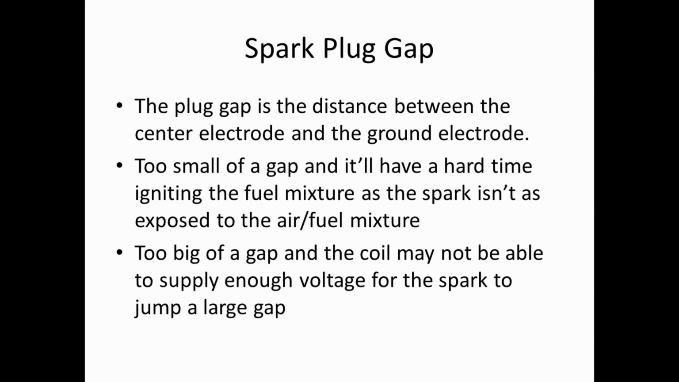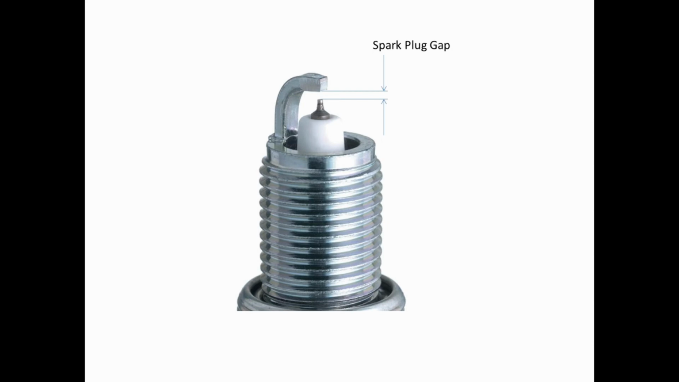Usually the gap becomes too large when the spark plug's really worn out, when the electrode tip is really worn down quite a bit. Too small of a gap generally comes from accidentally dropping it or something like that. It usually doesn't occur from just coming right out of the box. So, like I said, spark plug gap is the distance between the center electrode and the ground electrode. You can check it with a feeler gauge if you want.